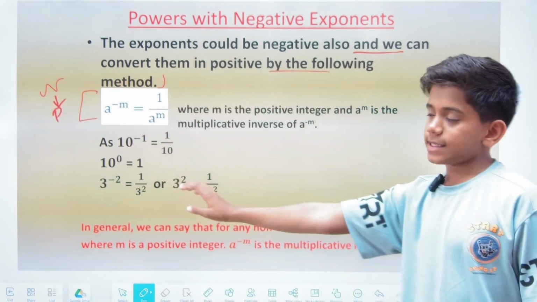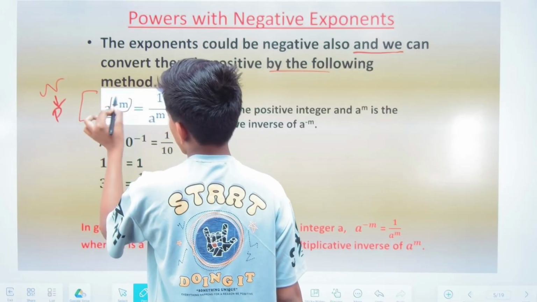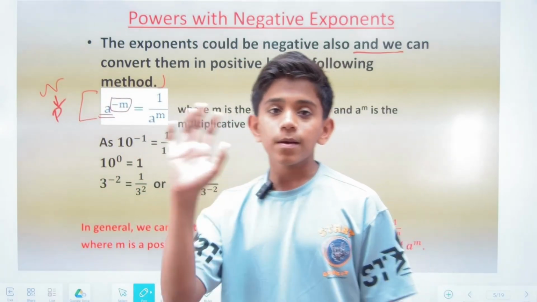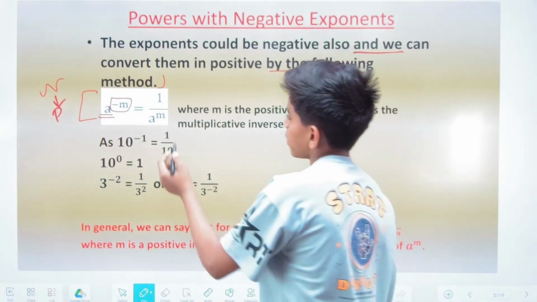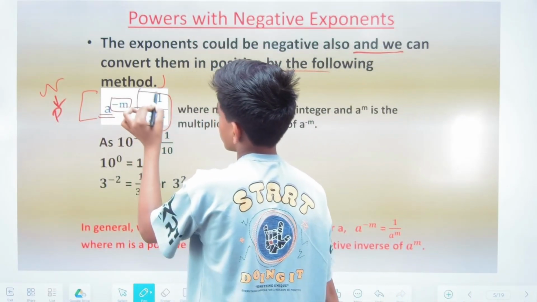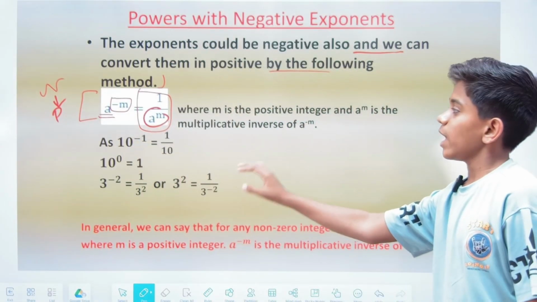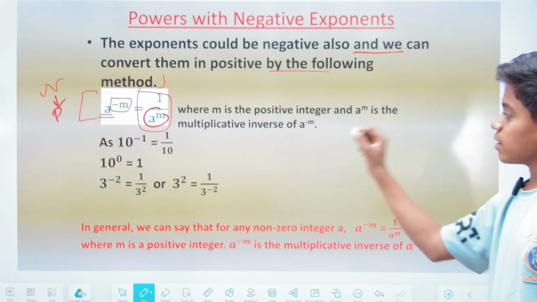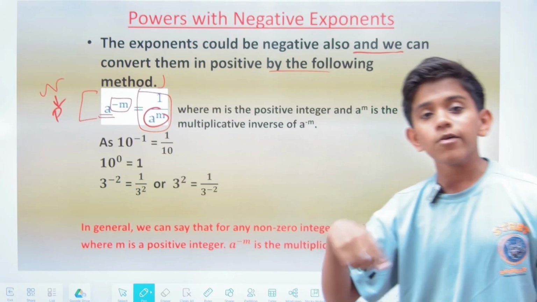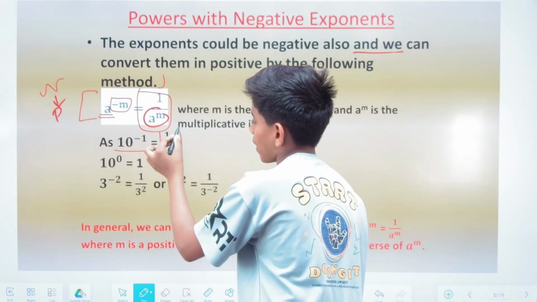A to the power minus m. Here a means any integer, and if it has the power minus, to convert it into the power of plus, you need to convert it into 1 by a to the power m. So this is a very important formula. When m is a positive integer, a to the power m is the multiplicative inverse of a to the power minus m, as a to the power minus 10 is equal to 1 by a to the power 10.